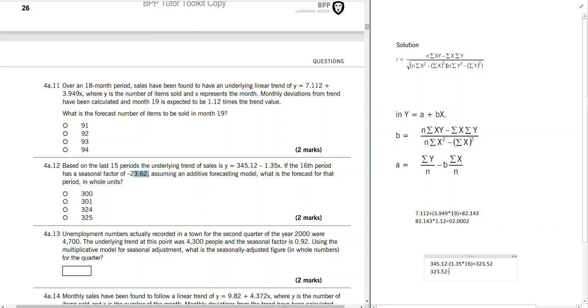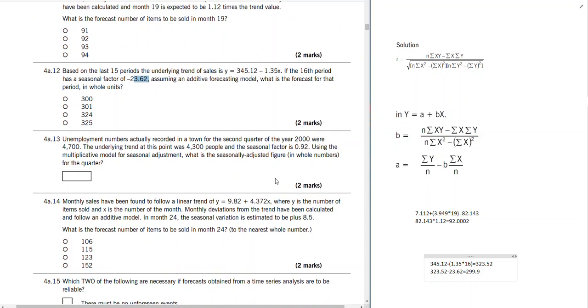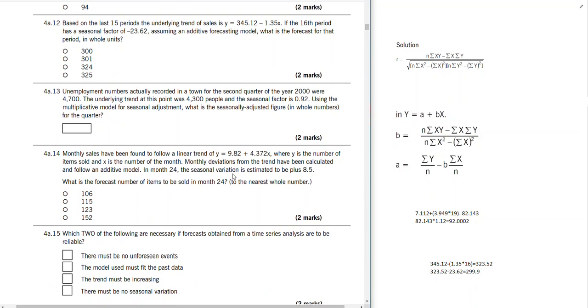323.52 minus 23.62. We have 299. If we round it off, it becomes 300, which means A. This also seems like time series, so do that.